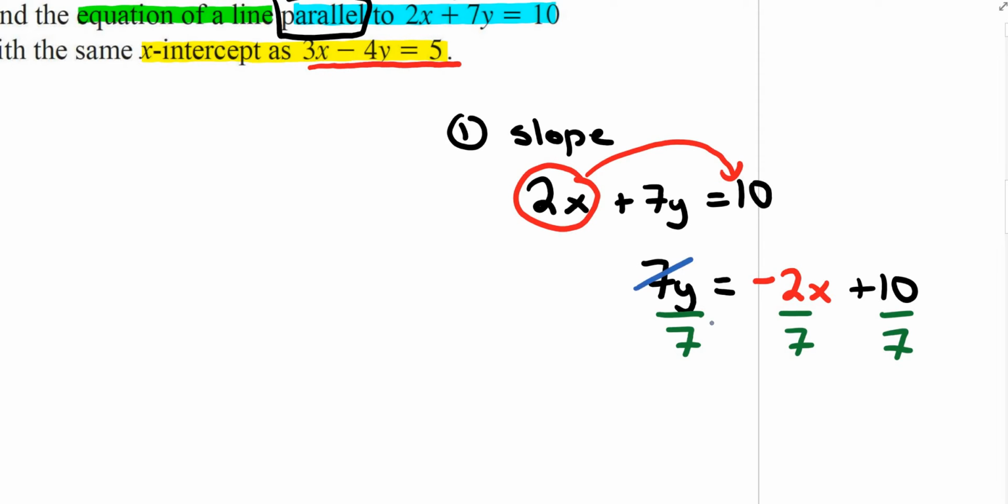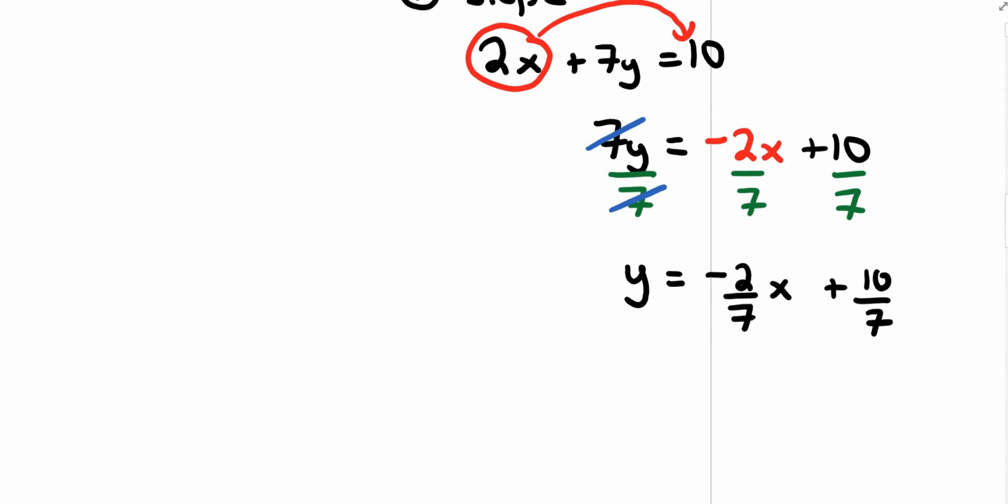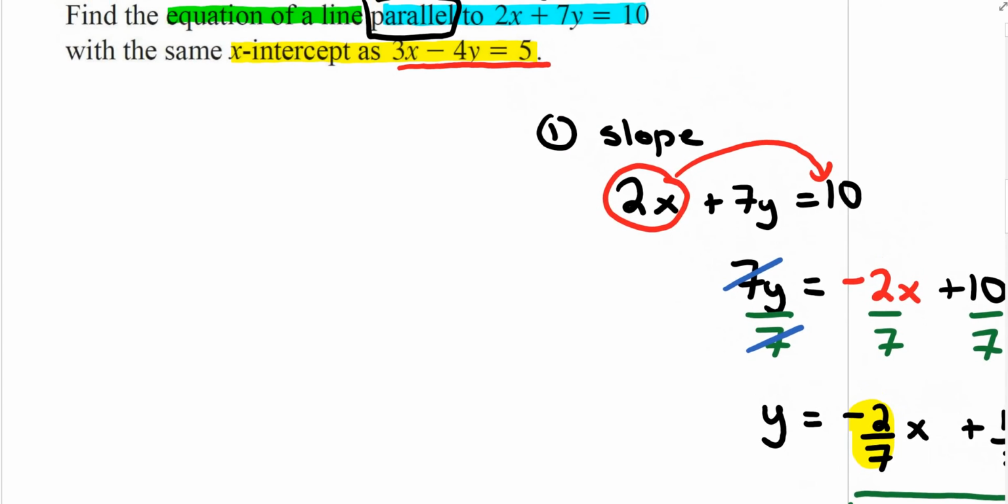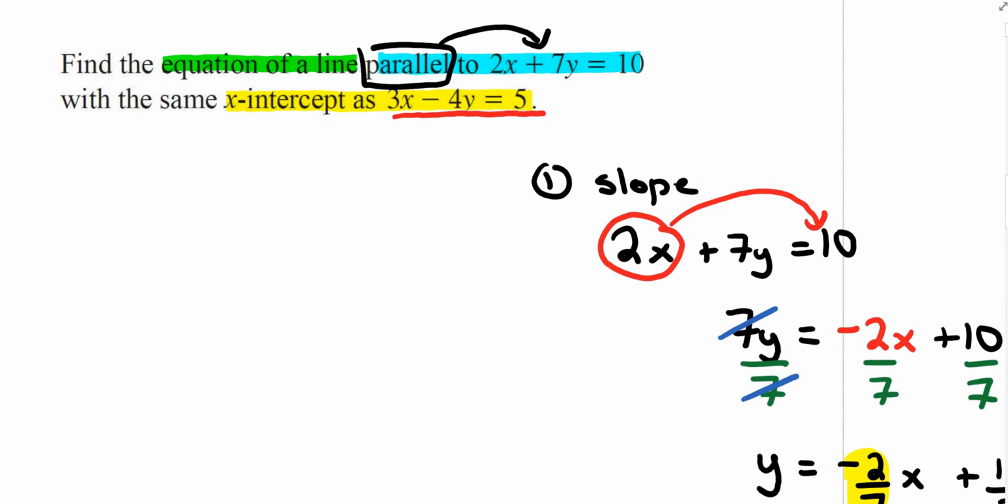If I do that, the 7's cancel off. Then I get a y on the left-hand side, and then I get negative 2 over 7x plus 10 over 7. Okay, so there is the equation of my line, and therefore my slope is negative 2 over 7. So if it's parallel, the slope of the parallel line is going to be negative 2 over 7. And let's go ahead and box that because I will need that for something else later in the problem.